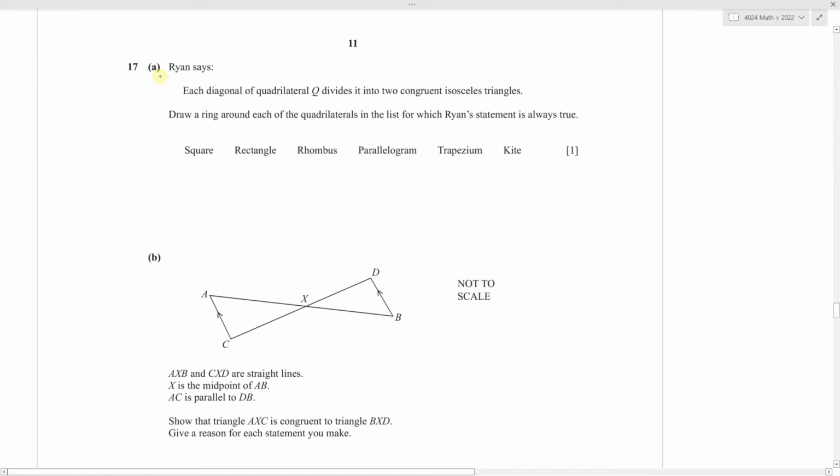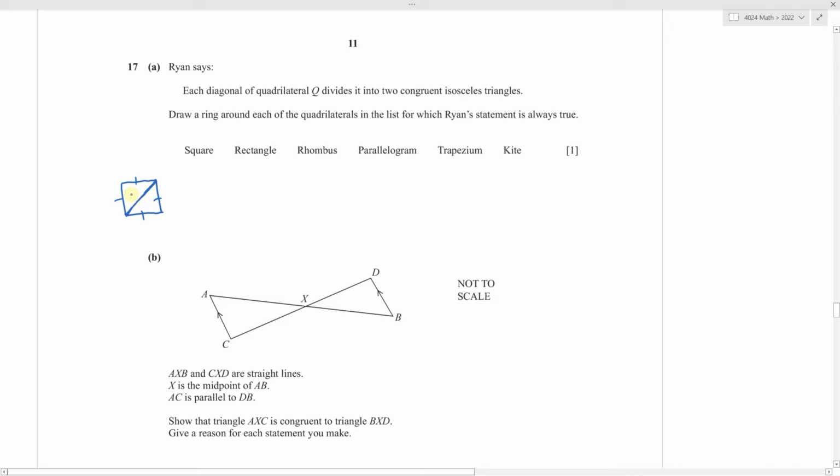Question number 17, part A. Ryan says each diagonal of a quadrilateral Q divides it into two congruent isosceles triangles. Draw a ring around each of the quadrilaterals in the list for which Ryan's statement is always true. So let's look at a square. It has all four sides equal. If you draw a diagonal, each diagonal of a quadrilateral divides it into two congruent isosceles triangles.